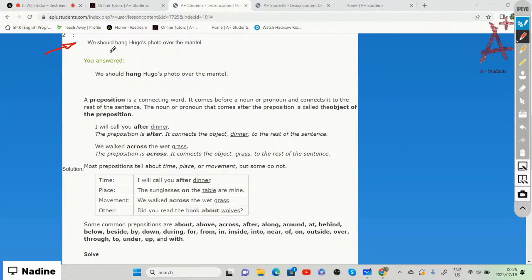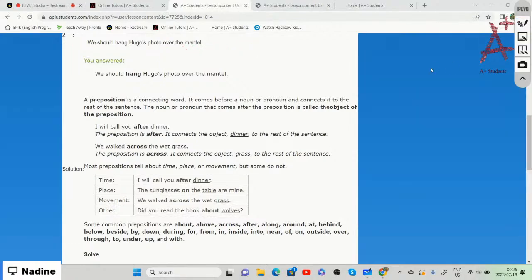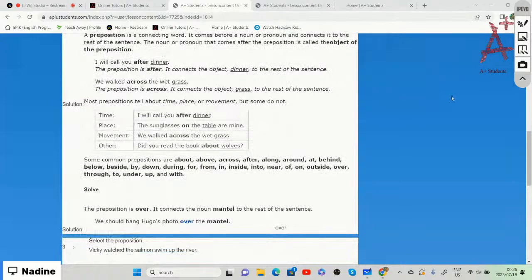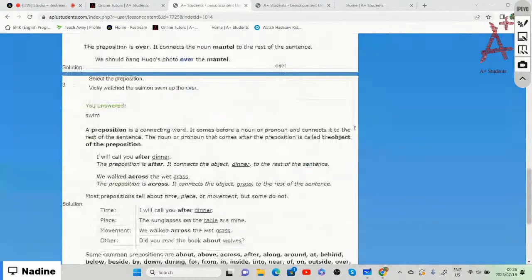All right, so we are going to choose the preposition, which is over. The sentence says we should hang Hugo's photo over the mantle, right? So our preposition, I'm going to put P for preposition, over the mantle. So we can choose mantle being the object, right? So the preposition, which is over, connects the noun, which is mantle, to the rest of the sentence.